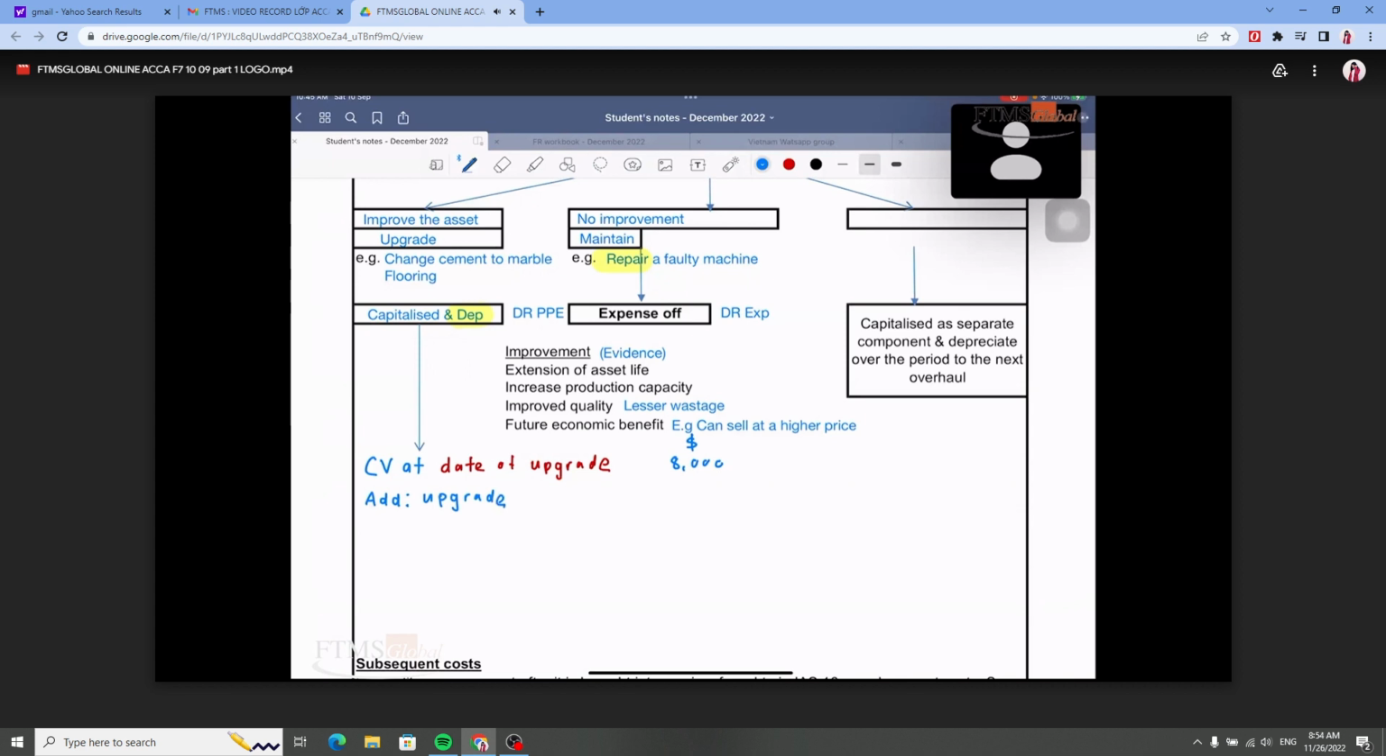Hopefully you understand why you add. Because the accounting treatment for upgrade is to debit PPE. You add upgrade because the accounting treatment is debit PPE. That's why you add. So say for example, the upgrade value is 500. You add. So now my asset will be 8,500.